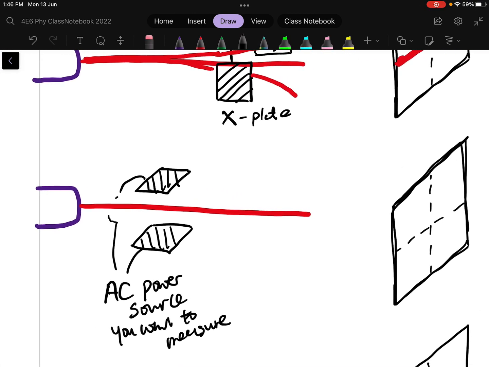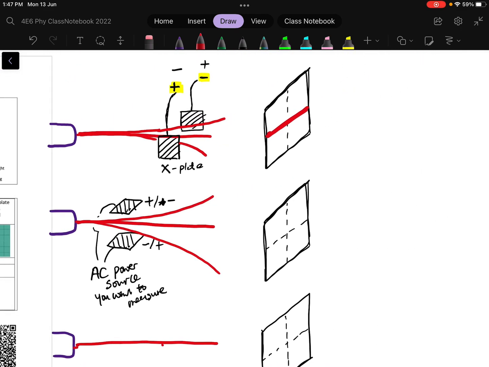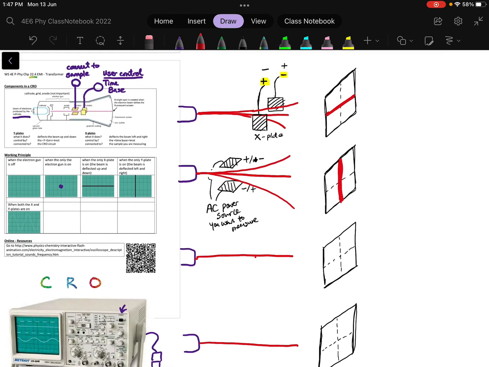So what happens is that your AC power source will alternate, positive, negative, and then negative to positive, right? So sometimes it is like that, sometimes it is like this. So what will happen to the beam of electrons? Well, the beam of electrons is going to get attracted down, and then sometimes it is going to get attracted up, right? So if you just turn on the Y plate and you connect the Y plate to an AC source, what happens to the beam is that it will go up, down, up, down, up, down, like this.